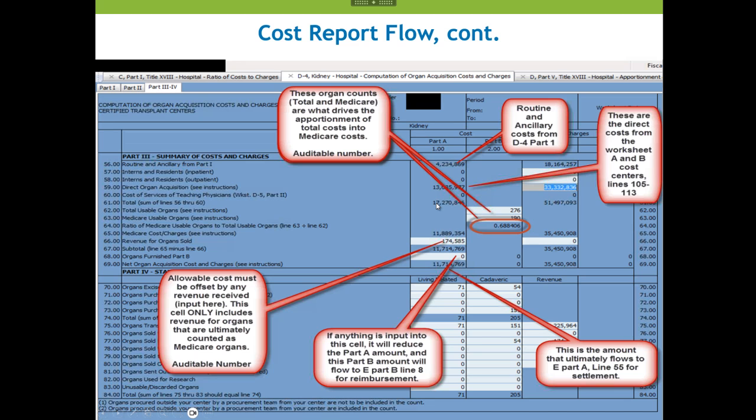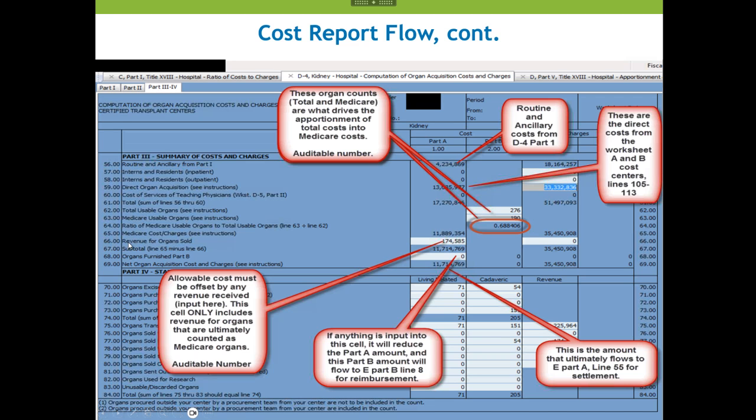In other words, this $17 million of total organ acquisition costs now equates to close to $12 million of Medicare only costs. Now notice the same thing is done over here in the charge section, but that's purely informational. This cost is what drives the reimbursement. And then notice we actually have two offsets now. This is an older screenshot.